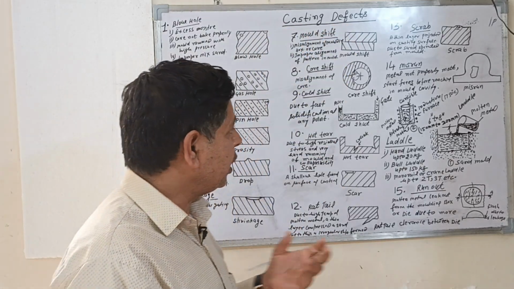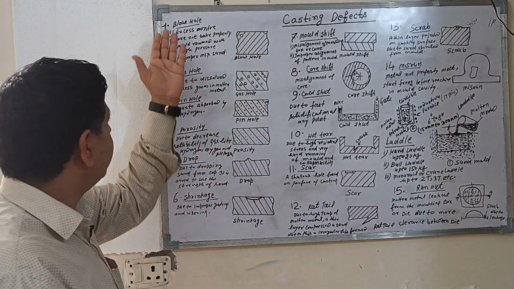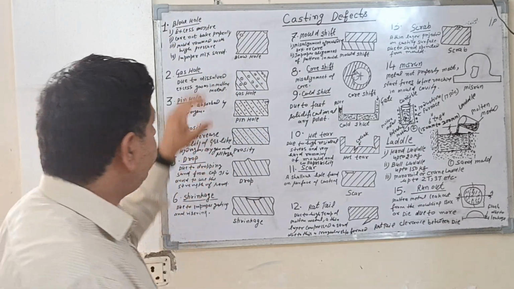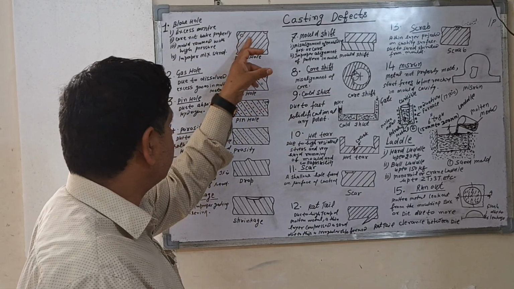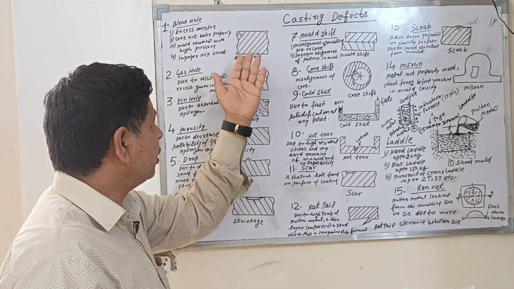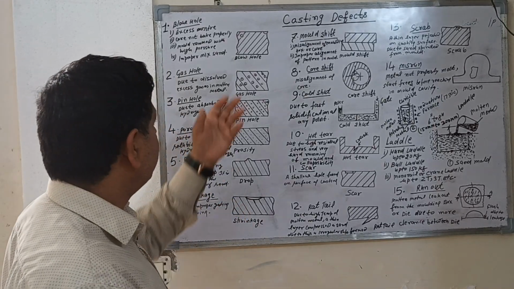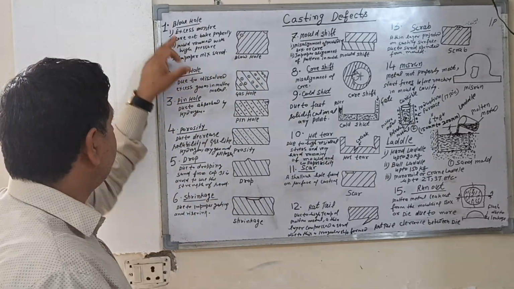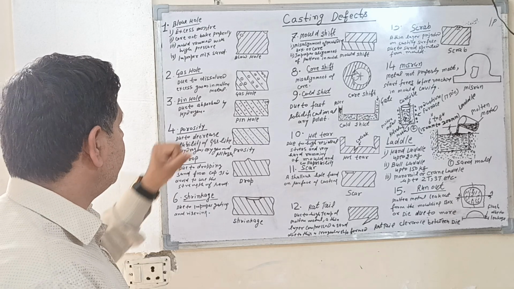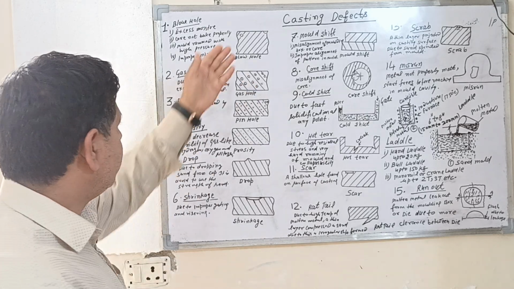The following casting defects are given here. Number one is blow holes. Blow holes arise on the surface of the casting and maybe inside. So how are these blow holes produced? Due to different types of causes, blow holes are increased in the casting.